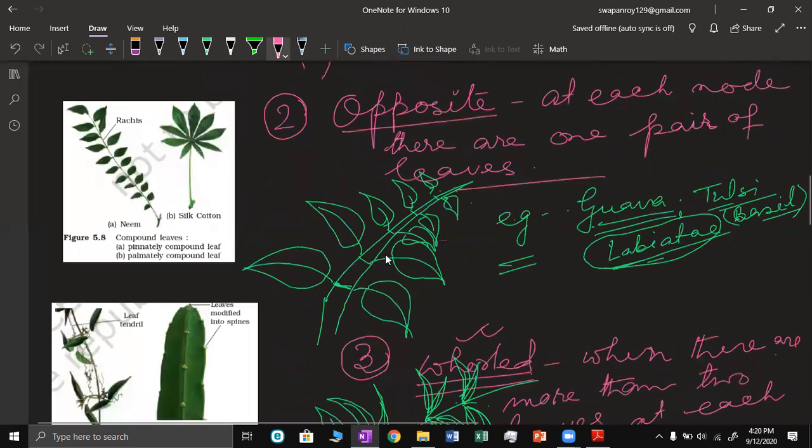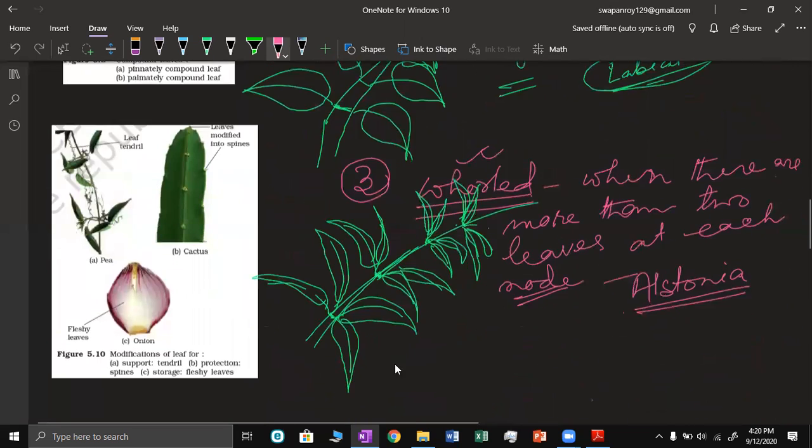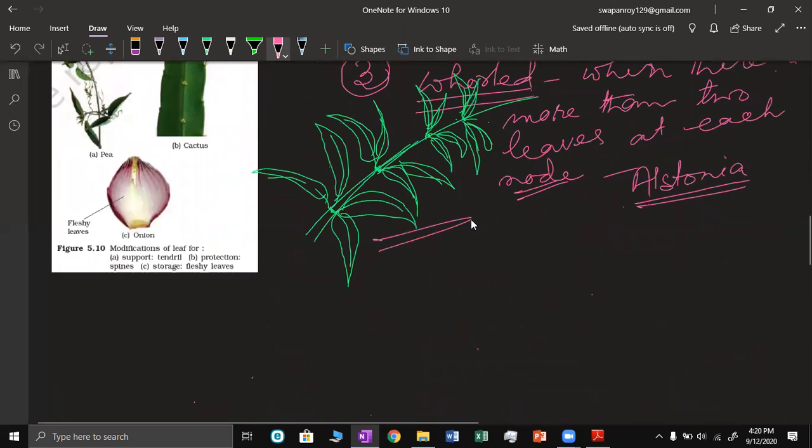So this is the type of phyllotaxy. There is an easy way of identifying which type of phyllotaxy it is: you simply see how many leaves there are at each node. If one, it is alternate. If two, then it is opposite. If more than two, it is whorl type.